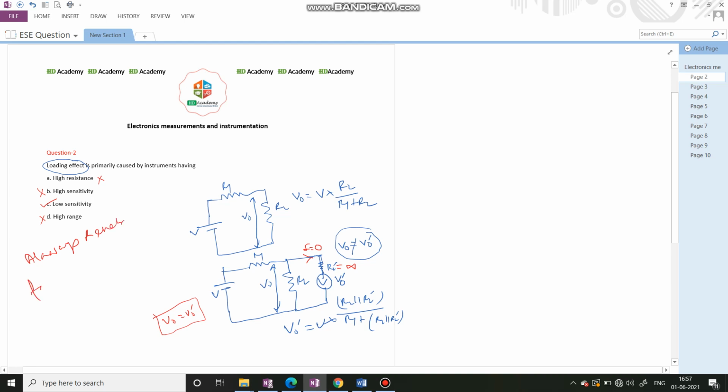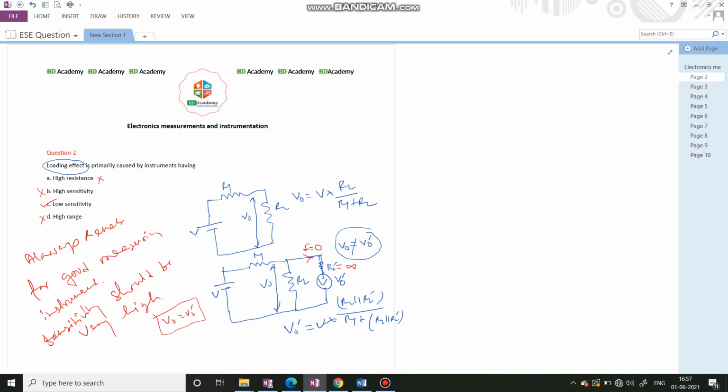Always remember one thing: for a good measuring instrument, sensitivity should be very high. Sensitivity should be very high for any kind of measuring instrument. If the instrument is very good, or is said to be a perfect instrument, its sensitivity is very high. And here learn one thing: what is sensitivity?